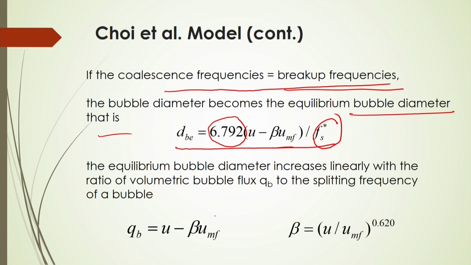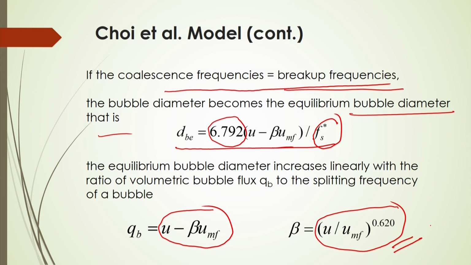So, this bubble flux q b can be obtained from u minus beta times u m f, the minimum fluidization velocity, where beta can be calculated as u minus u m f to the power 0.620. This depends on particle size, because the particle size determines the minimum fluidization velocity. From that minimum fluidization velocity, you get the ratio u by u m f, from which you will be able to calculate this beta here.